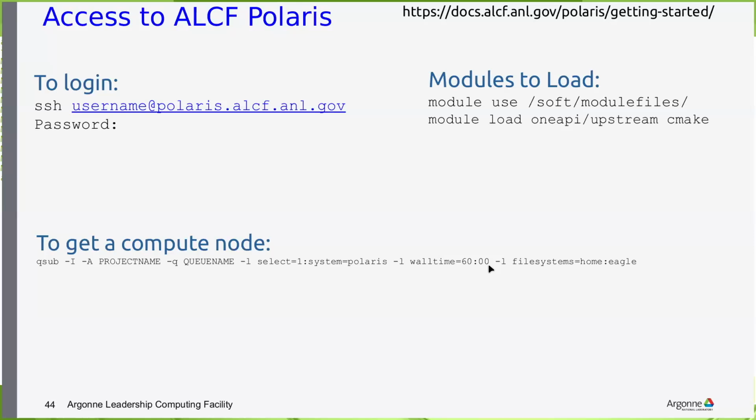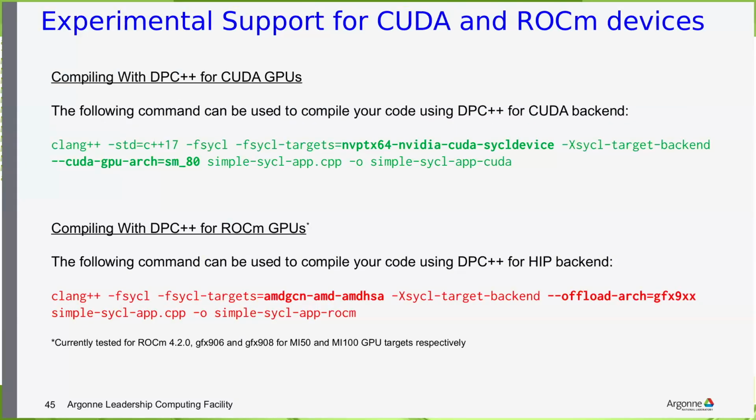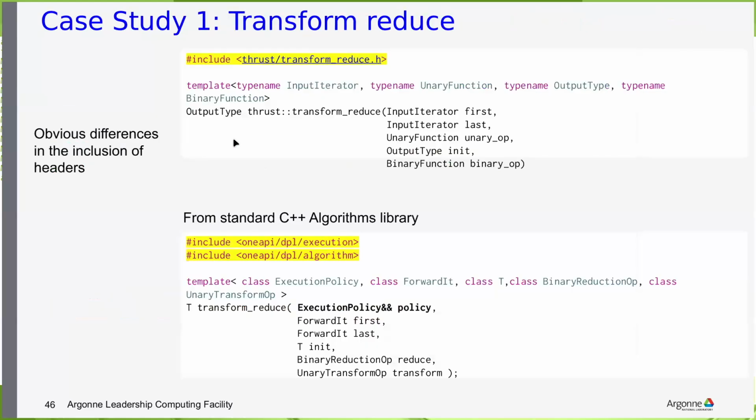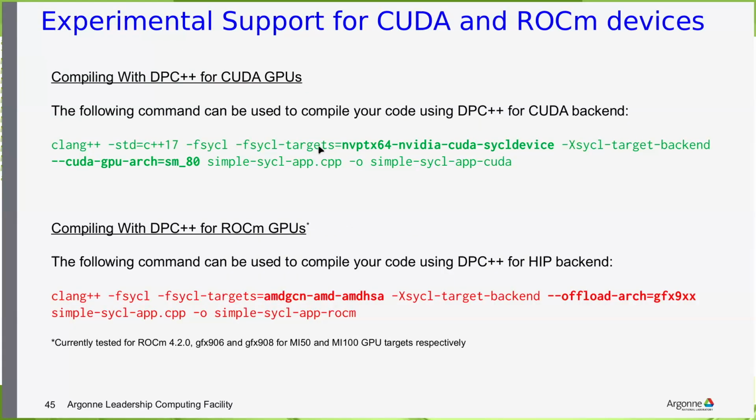So how do you access these tools on Aurora or Polaris? These are some of the instructions. This is a quick compilation line of how you use SYCL compilers on NVIDIA and AMD GPUs. SYCL is already compliant with the C++17 standard, so you don't need to explicitly mention it. -fsycl is still a major flag. This -fsycl-targets is the way that you tell the SYCL compiler that you're targeting the NVPTX backend, which in other words means CUDA GPUs.